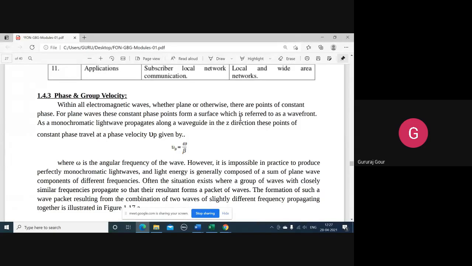So a plane indicates a three-dimensional space in which the points you are getting, each point will have the same phase value. In simple words, a plane means a set of points having the same phase. And the surface is going to give us the name that is known as a wavefront.